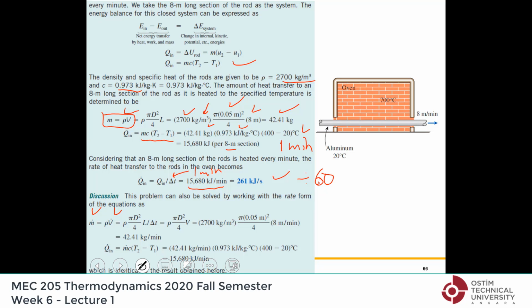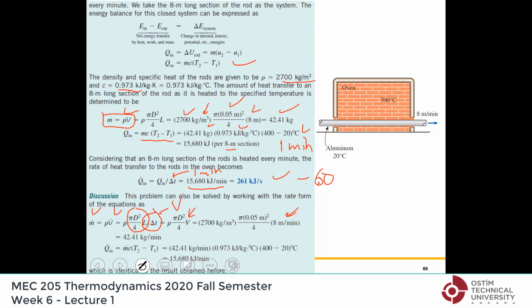What is the volume? This is the volume. Divide by delta T. But what is this length divided by delta T? It is velocity. Therefore, the relation becomes rho pi d squared over 4 times velocity, which is given to be 8 meters per minute. So you can do it directly that way and you get the same result there.